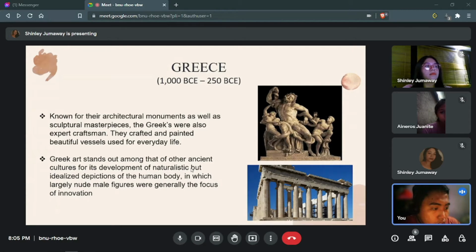And not only that they focus on human sculpture, they also made temples with ceilingless architecture to pay tribute to their gods and goddesses, and clay vessels that are depicting legends, stories, and aesthetics.